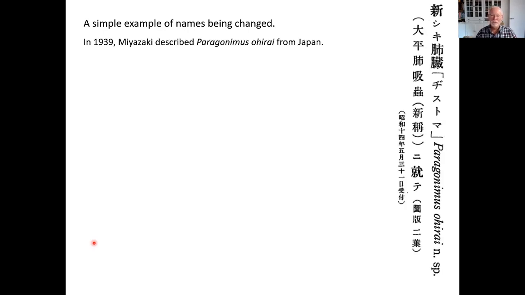A similar example of this kind of thing takes me back to what I said earlier about Paragonimus. You remember the earlier slide showing the different metacercarial cysts of Paragonimus species. People have generally identified different species on the basis of their metacercarial cyst structure. In 1939, Miyazaki in Japan described Paragonimus uhirai. This is part of his original description, written in traditional Japanese, where the letters run on the right-hand side of the page from top to bottom, and then move across towards the left in vertical columns. So if you go back to look at the original description of Paragonimus uhirai, you are confronted with this Japanese description.